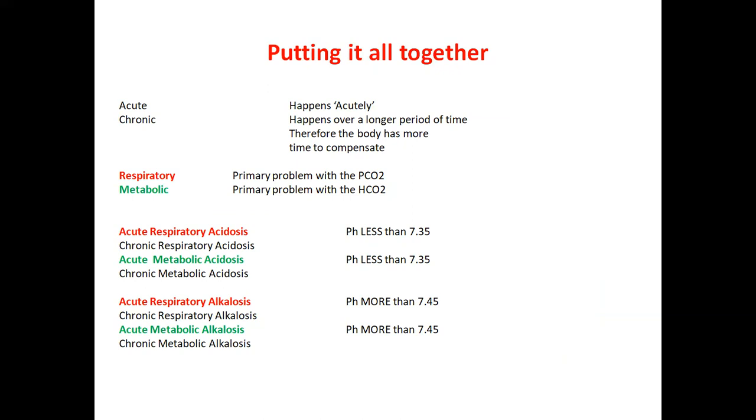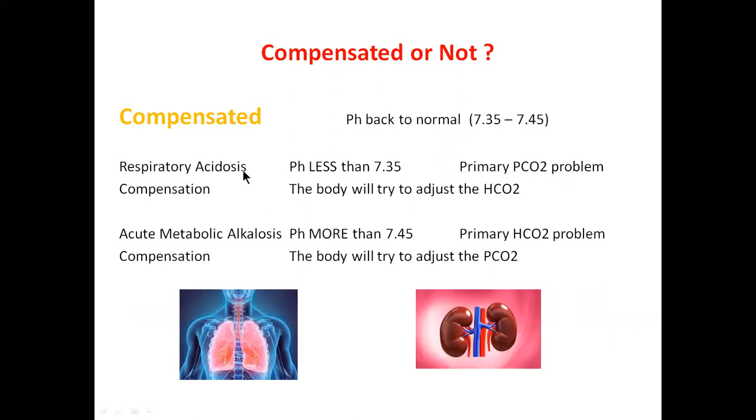Now, when we put it all together, we can come up with 8 combinations, right? So you can have an acute respiratory acidosis or a chronic respiratory acidosis. You could have an acute metabolic acidosis or a chronic metabolic acidosis. And the same thing is true for the group with alkalosis. The next word you have to understand is the word compensated. Remember, the body is constantly trying to get things back to normal, which is in this case the pH. It's trying to get it back to normal.